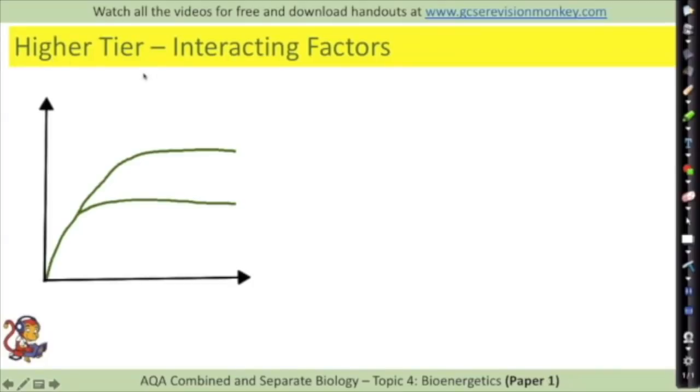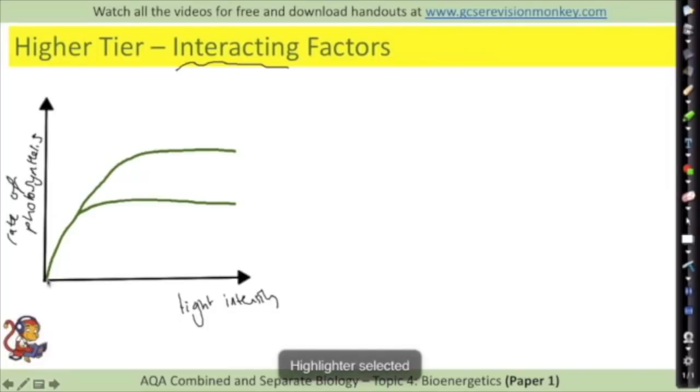This extra slide is for higher tier only because you need to know how these factors can interact with each other. For example, if we had a graph that showed light intensity against rate of photosynthesis, before we just had one of these lines on the graph. So before we just had this one, for example.